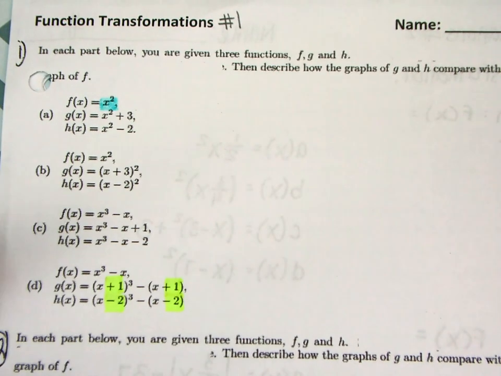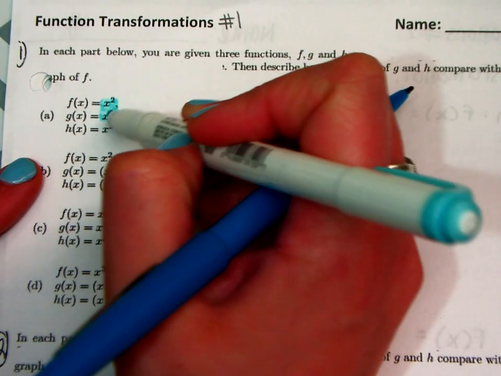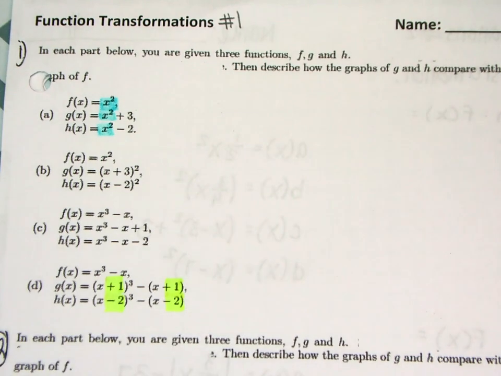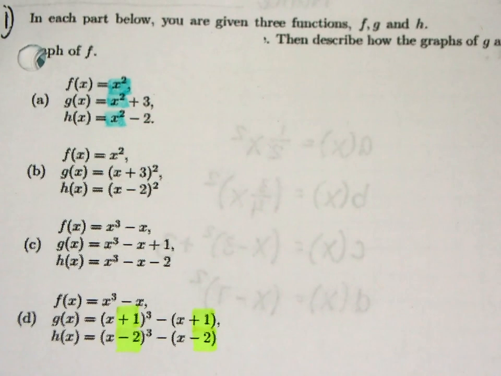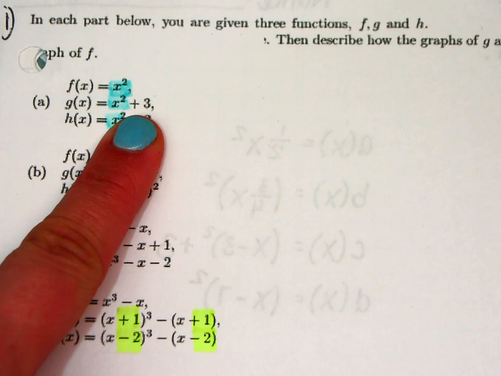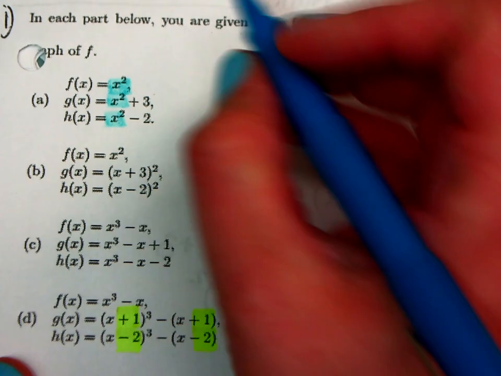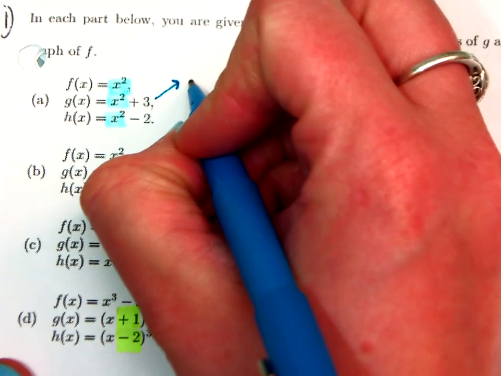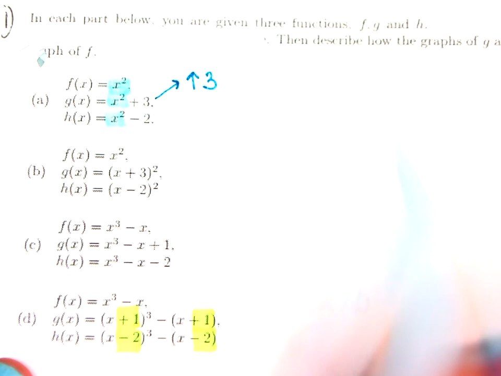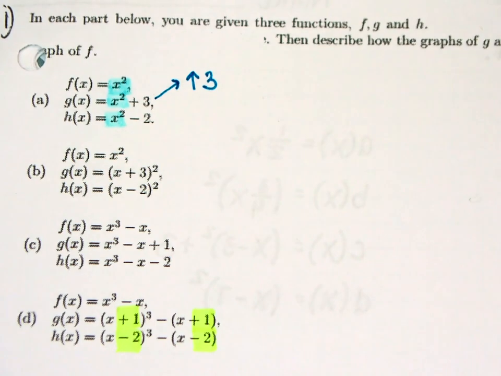So notice how g and h both can clearly see x squared. And what that means is the parent function is intact, meaning nothing is inside of it. So the value on the outside shifts the function up and down. So since this is a positive 3, the g of x function just basically goes up 3. So what that's going to do is it's going to take the x squared function and slide it up 3.